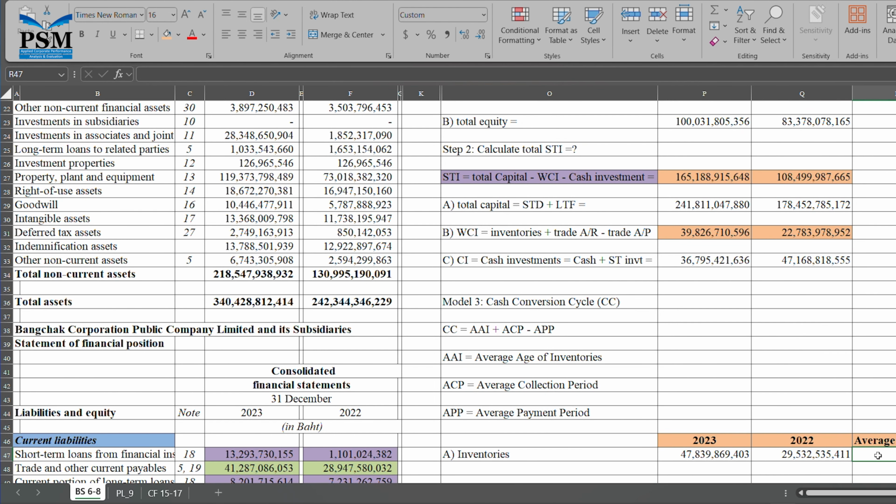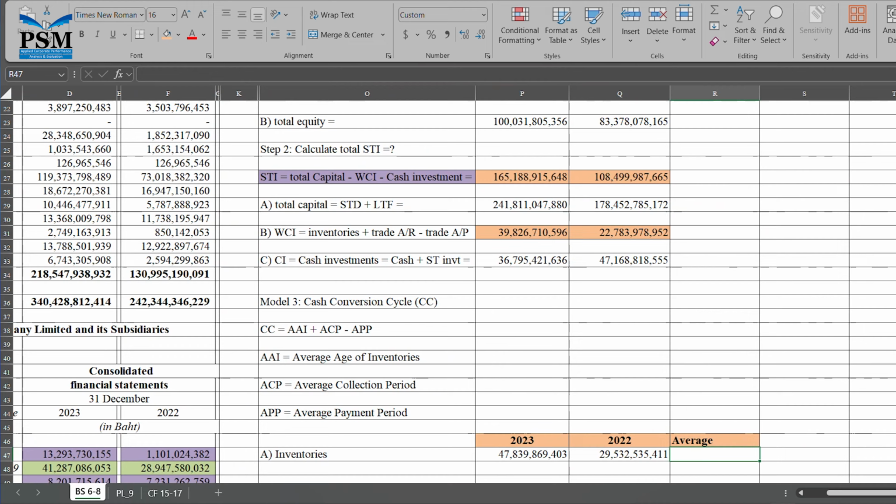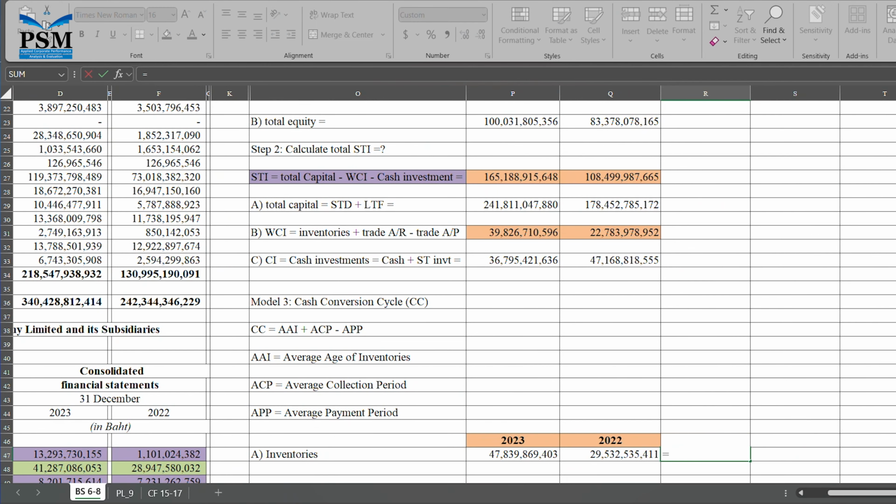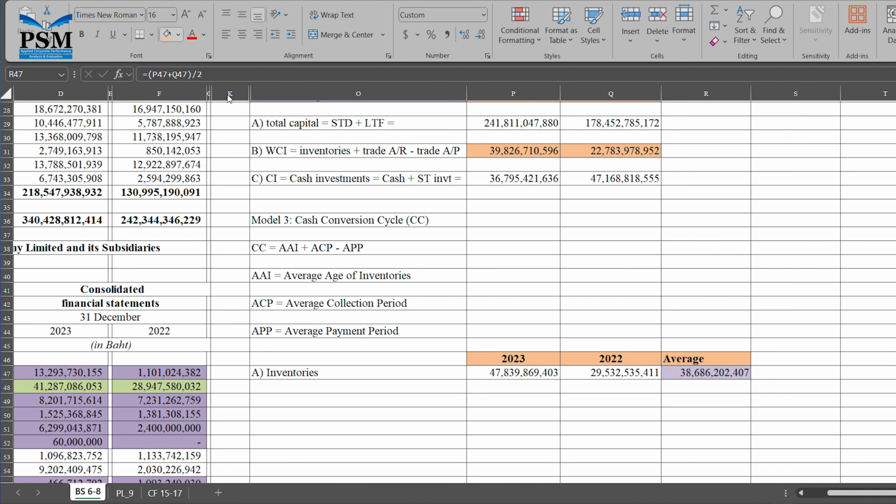And then we average them out. So equal the inventory amount for the year 2023 plus the inventory amount for the year 2022 in brackets, then you divide by 2, the average number. You can also use Excel to compute directly. We have the average number. That number is important. Let's highlight it.